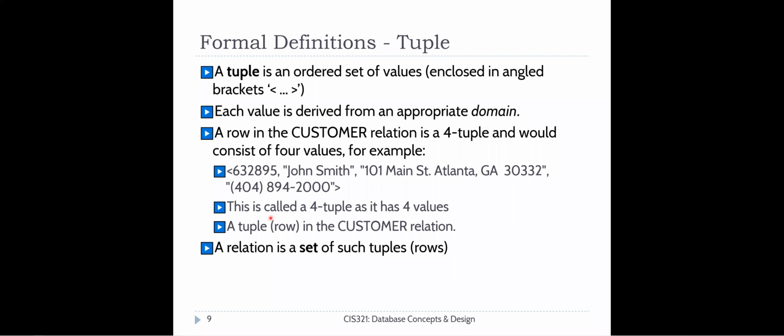A tuple, we also covered that before. A tuple means a row in a database. A tuple is an ordered set of values enclosed in angle brackets. To demonstrate it in a formal definition, we use the angle brackets, starting and then closing as well. Each value is derived from the appropriate domain.